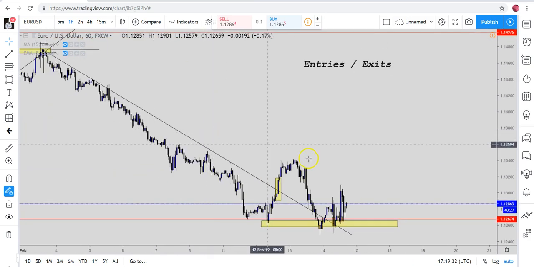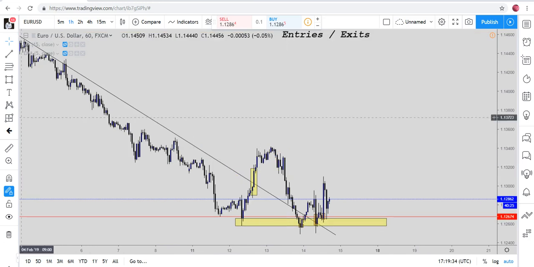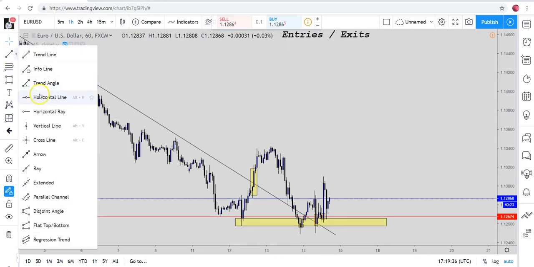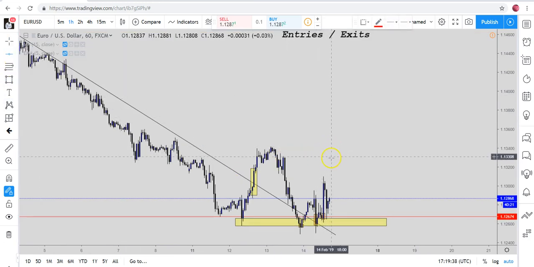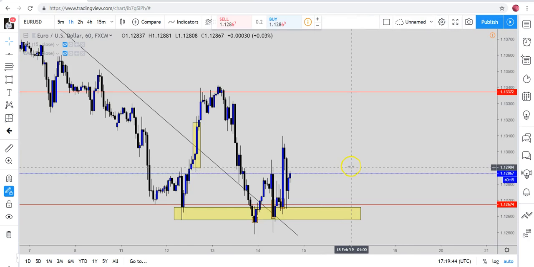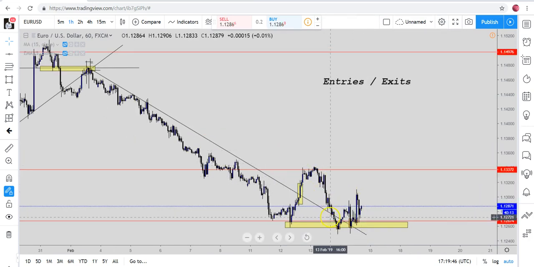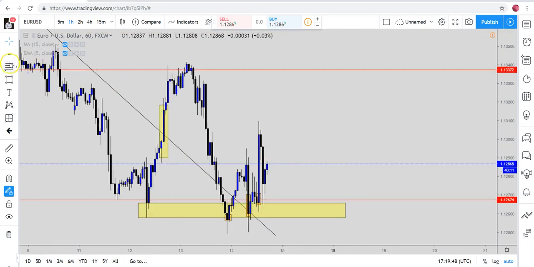When it comes to exiting, you always go for that first level of resistance. So in this area here, it's a nice level of resistance right there based off this trend line break. Also, you could go by the fibs as your exit.